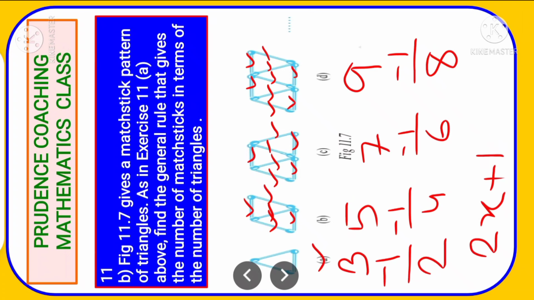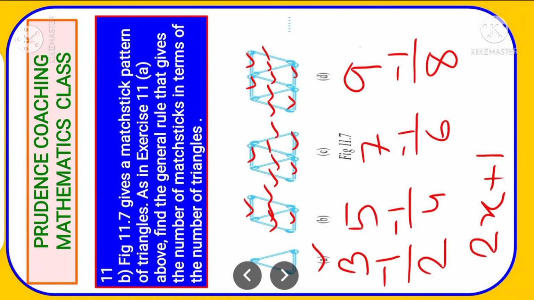So if the number of triangles is 1, then the total matchsticks required will be, we need to put 1 in place of x. So 2 into 1 plus 1, that is 3. Now if the number of triangles is 4, then 2 into 4 is 8 plus 1, 9. As you can see, it is satisfying.